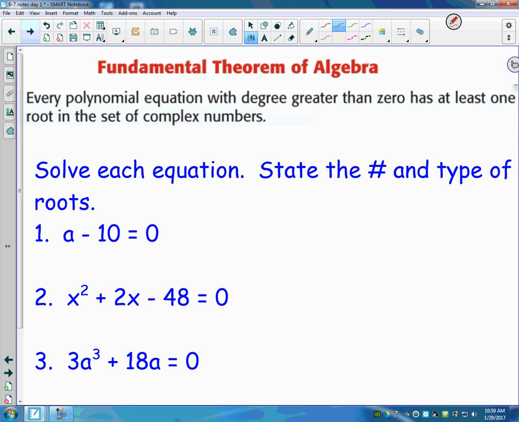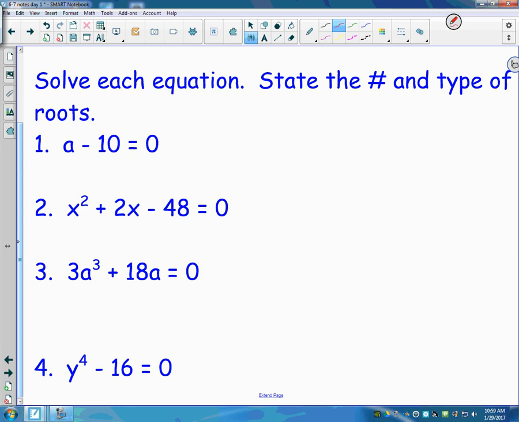So look at these problems here. It says solve each equation, state the number and the type of roots. So number 1, that's just a linear equation. But if I solve that, I could add 10 over, and I could say that a equals 10. So that's one solution, and it's one real solution, because that's a real number.